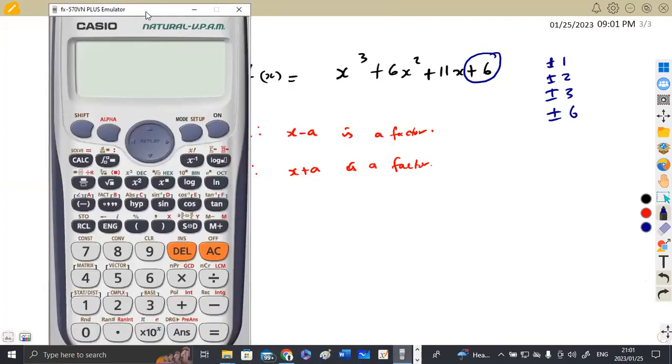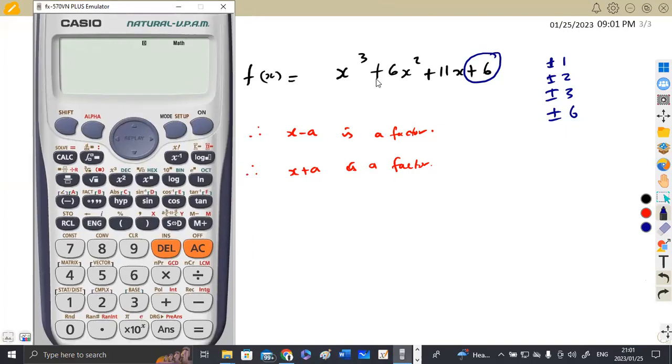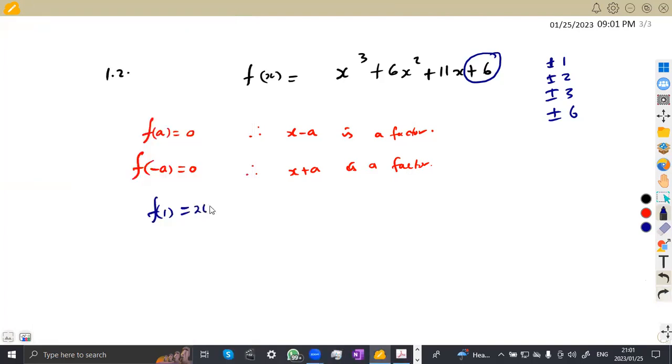So like I was saying, we've got f of 1. That means in place of x, we're going to substitute 1. As you can see, it's x cubed, so that is going to be 1 to the exponent of 3, plus 6x squared, so it's going to be plus 6 into 1 squared, plus 11 times 1, plus 6. This gives 24, which is not equal to 0. So that means 1 is not a factor. So 1 is totally out.